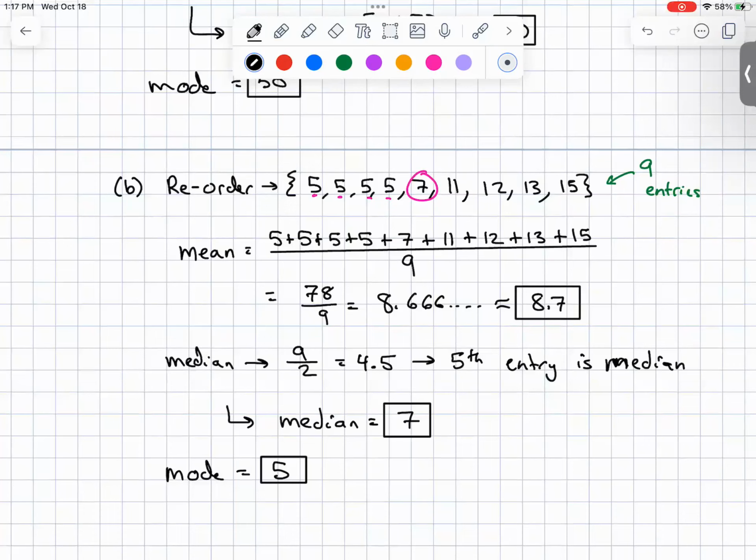As a reminder, if you get 2 numbers that have the same frequency, so if it had been 5, 5, 5, 5, 7, 7, 7, 7, there'd be 2 numbers with the frequency of 4, so it will be bimodal with the 2 modes being 5 and 7. Any more numbers with a frequency of 4, and then it would be no mode.